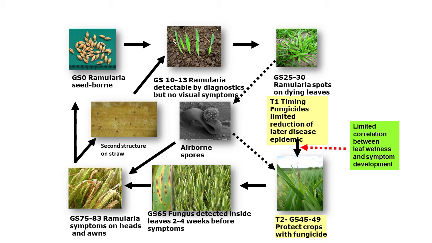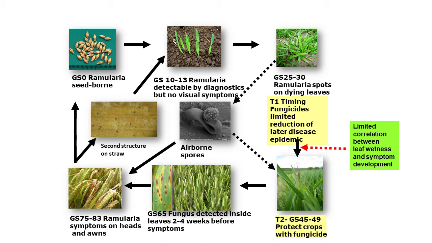There's also a secondary spore structure that we find on straw and sometimes on leaf. This is a black structure. This could be overwintering, or it could be the site of recombination in the fungus, because we know the fungus is capable of developing rapid resistance to fungicides.